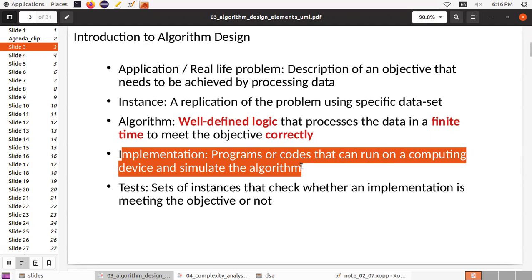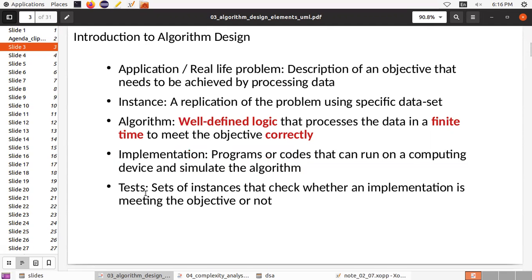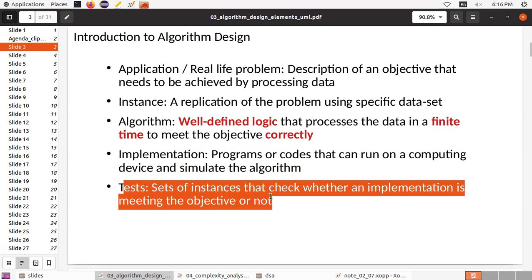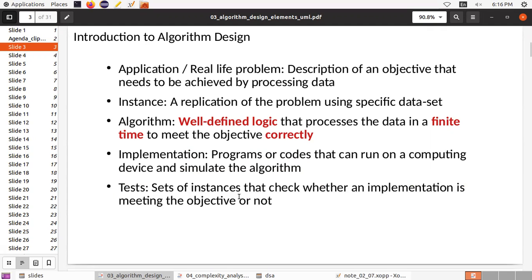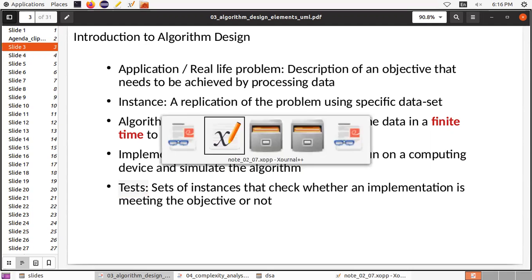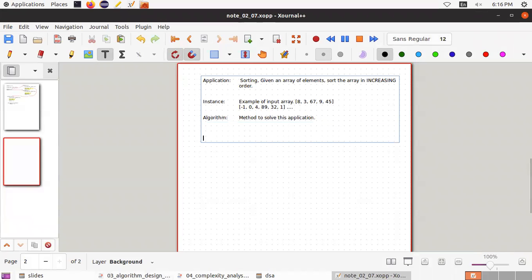And it should be able to take the instance and give you the objective. Tests are a set of instances which will check whether an implementation is meeting the objective or not. Therefore, you'll see terms like test coverage. In the industry, you'll see questions of test coverage.